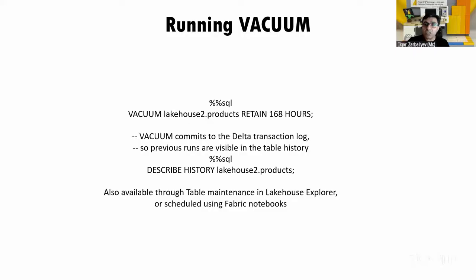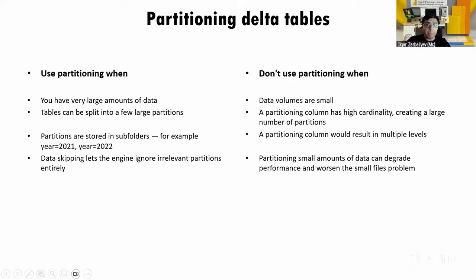One detail that's genuinely useful for auditing. Vacuum commits to the Delta transaction log. So you can view previous runs using DESCRIBE HISTORY on the table and see exactly when maintenance last happened. We'll come back to describe history shortly because it's also the gateway to time travel.